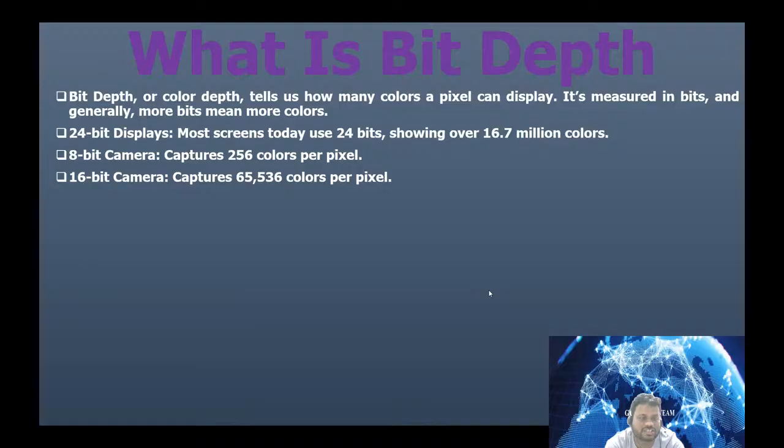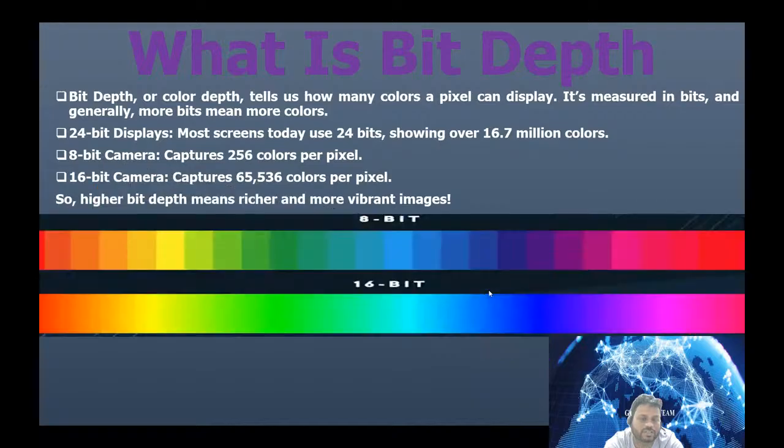16 bits is 2 to the power 16, it captures 65,536 colors per pixel. So the higher the bit depth, the richer and more vibrant the images. So this is 8-bit color, which is 2 to the power 8, and this is 16-bit. You can see which one is clearer.